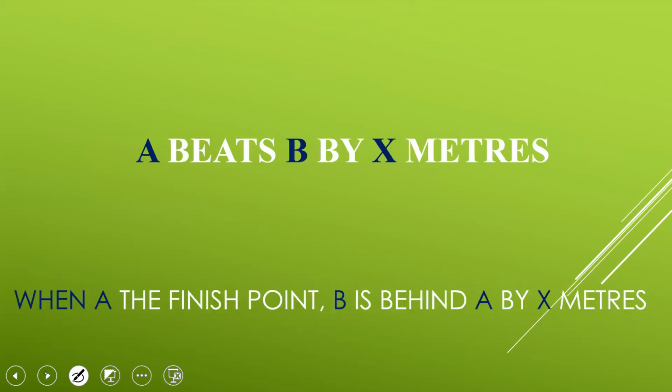Next is A beats B by X meters. This means when A reaches the finish point, B is behind A by X meters. That is, in a 100-meter race, A has covered 100 meters while B has covered only 100 minus X meters.